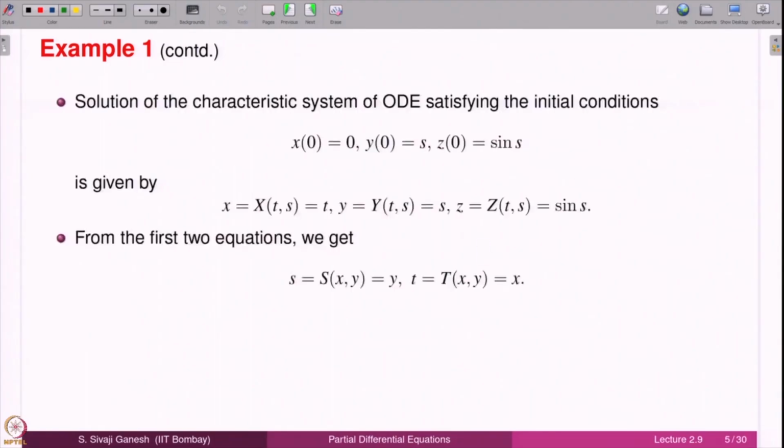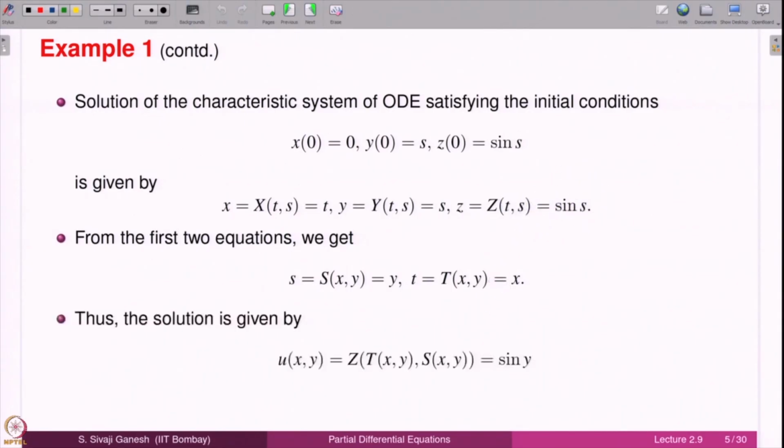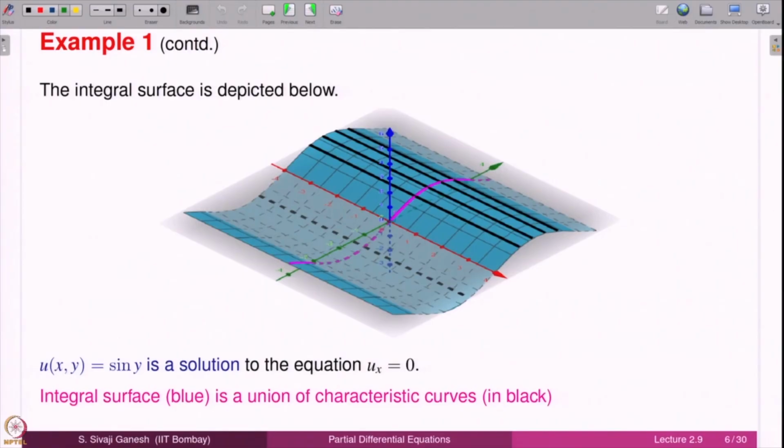Okay. Now, we need to solve for t and s in terms of x and y from the first two equations, which is obvious in this example. T is capital T of x, y equal to x, and s equal to capital S of x, y equal to y. So, we have got this. Now, we need to substitute in this and we get the solution. So, u of x, y equal to sin y, which is defined for all x, y in R2.